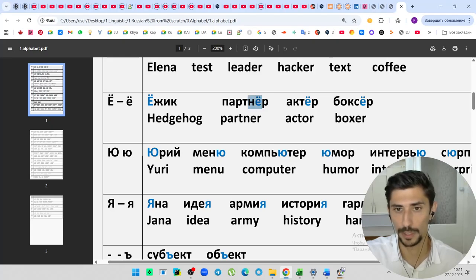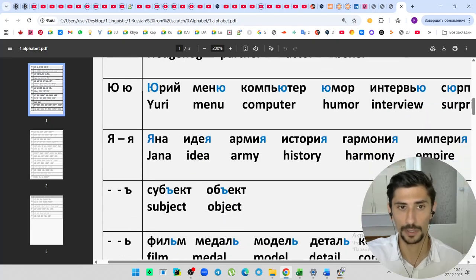So this letter with this yo pronounced more softly, нер, partner. Actor. Also, this letter with yo pronounced more softly, not like t, but t. Actor. Ne became не, нер. Партнер, актер. Boxer. Why is it pronounced like a? Because the accent is on this syllable. So it would be boxer.